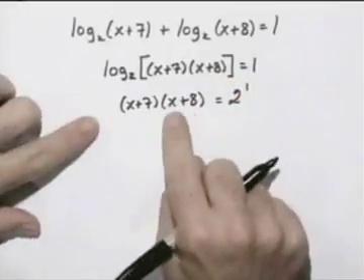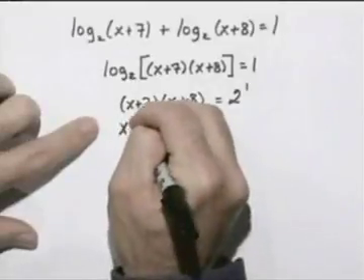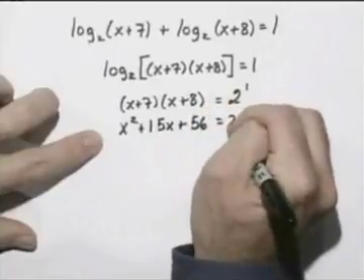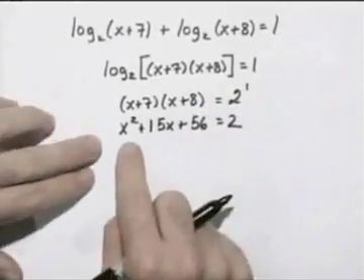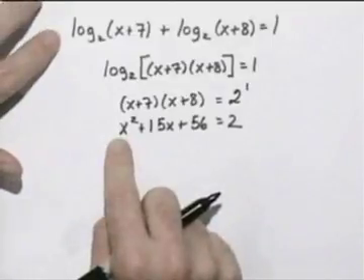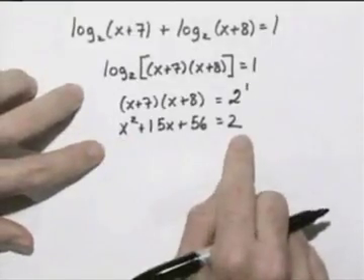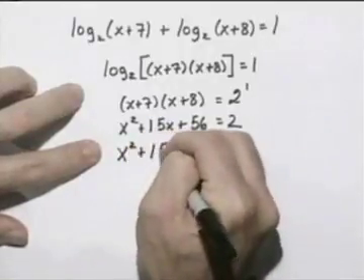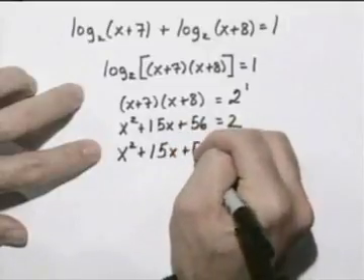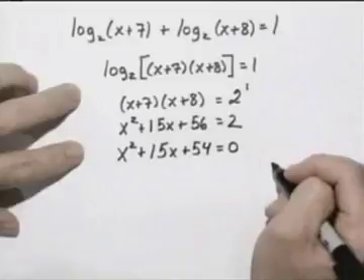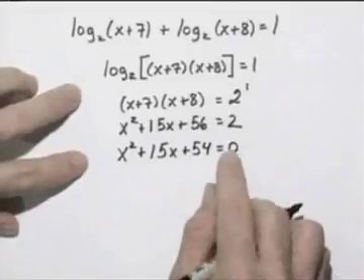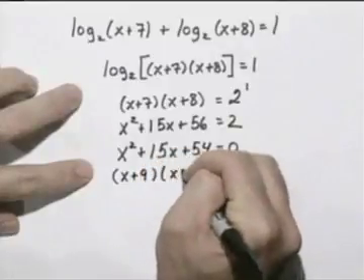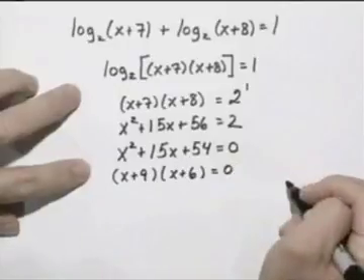What we're going to do now is multiply this out, and we get x squared plus 15x plus 56 equals 2. So in essence, what we've done is reduced our logarithmic equation down to a quadratic equation which we know how to solve. Subtract 2 from both sides of the equation. You get x squared plus 15x plus 54 equals 0. We can solve this by factoring. We factor this as (x plus 9) times (x plus 6) equals 0.